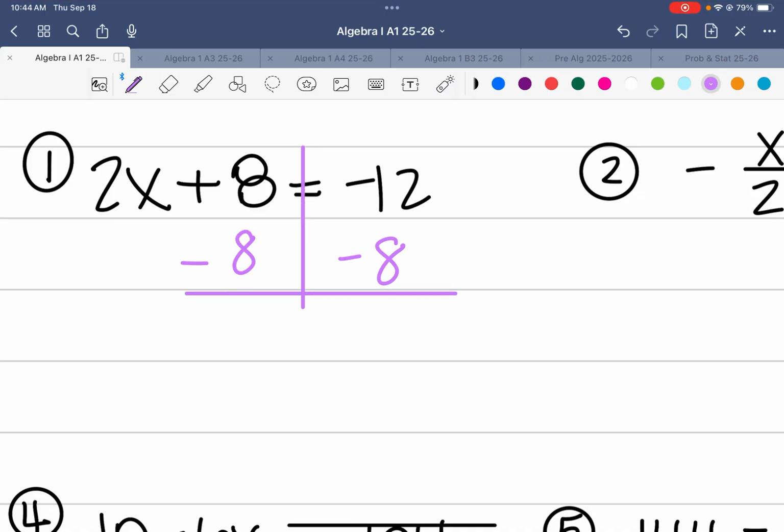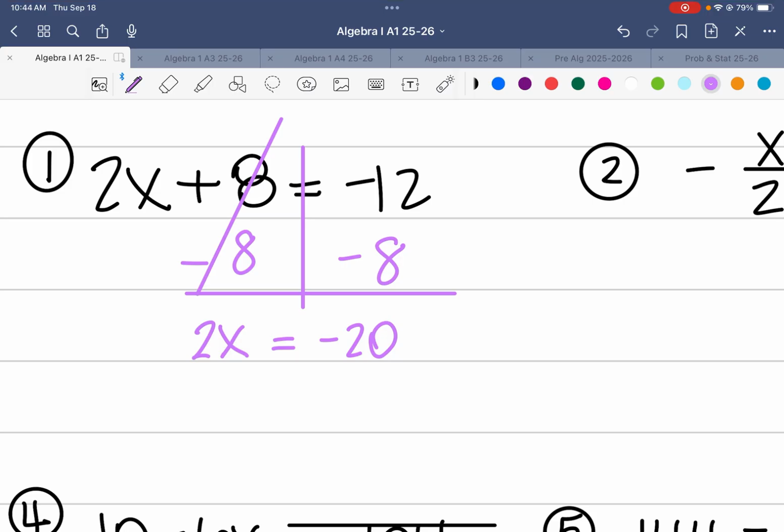So I'm going to have 2x over here. 8 minus 8 cancels out. I'm going to get equals negative 12 minus 8. It does not give me a 4 or a negative 4. It gives negative 20.